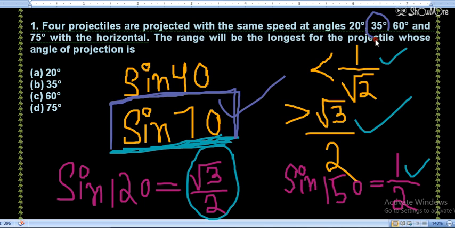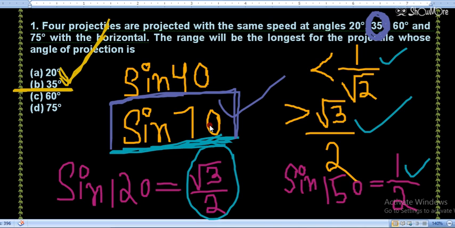And sine 70 is coming from 35 degree. When the projectile is fired at 35 degree, then we are getting this result. So from the given options, the right answer for the first question will be option B, 35 degree. When the projectile is fired at 35 degree, the range of the projectile will be maximum. So I hope the first question is clear.